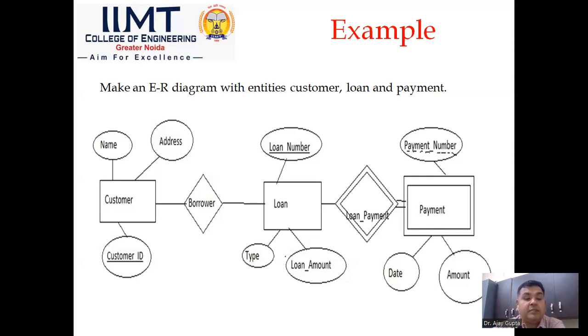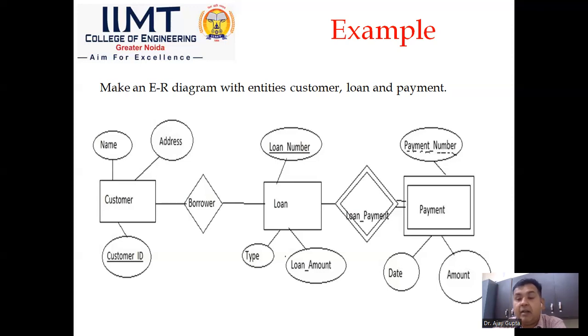So this is known as primary key. Similarly, in loan, there are three attributes: loan number, type and loan amount. Here again, the loan number attribute is underlined, which means this represents the primary key of loan. Primary key means the attribute which can uniquely identify an entity in an entity set. Loan number can uniquely identify the loans in the entity set loan.